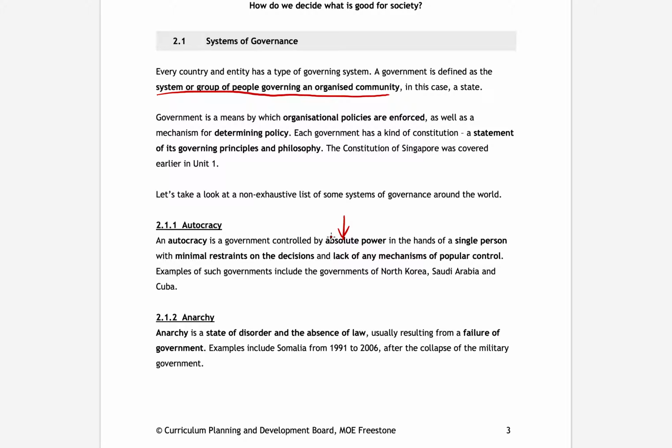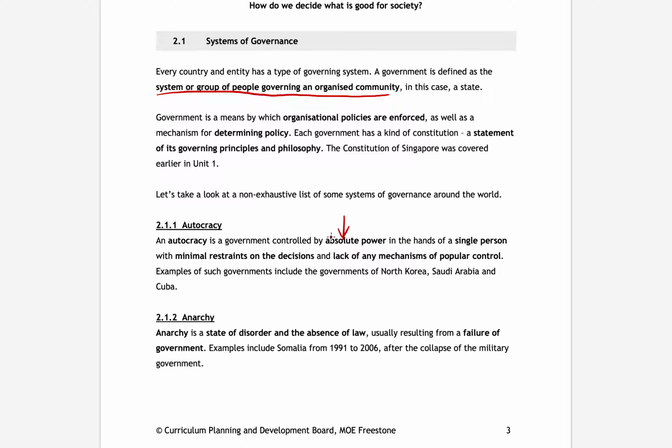Yeah. Okay. Second type is anarchy. Now, anarchy is a bit special because anarchy is actually a state where there is no government at all. So, a state of disorder and a state of absence of law. Okay, so you might have used the word anarchy in your essays or in your English composition as a metaphor for when something goes terribly wrong or is a very chaotic scenario.